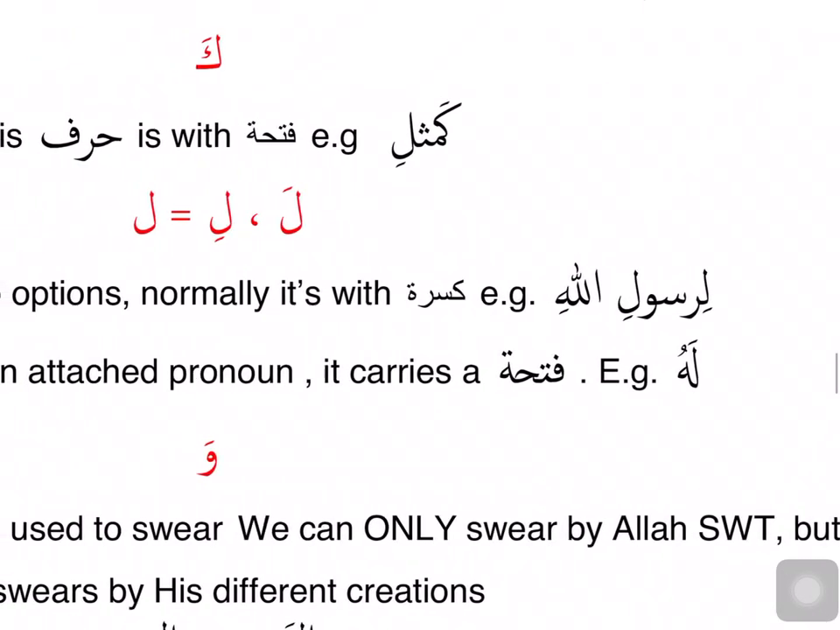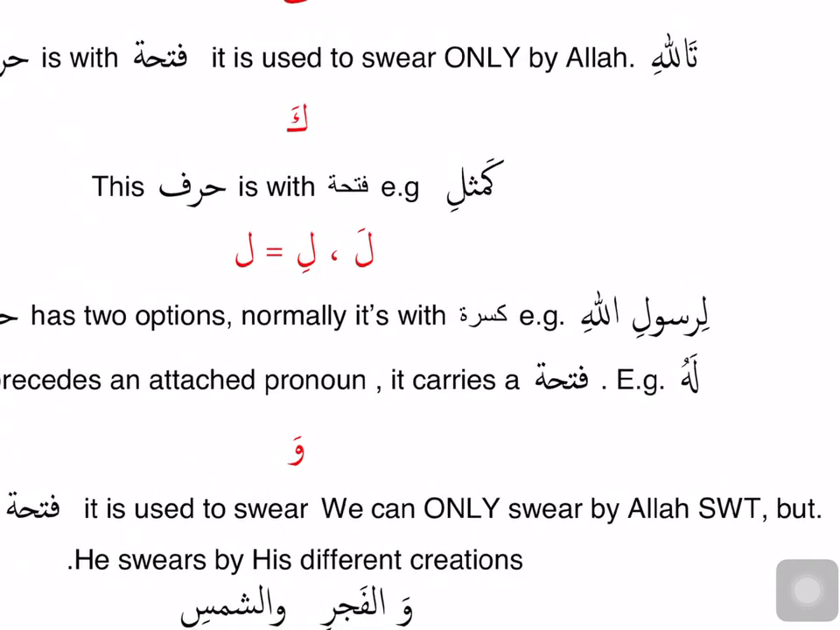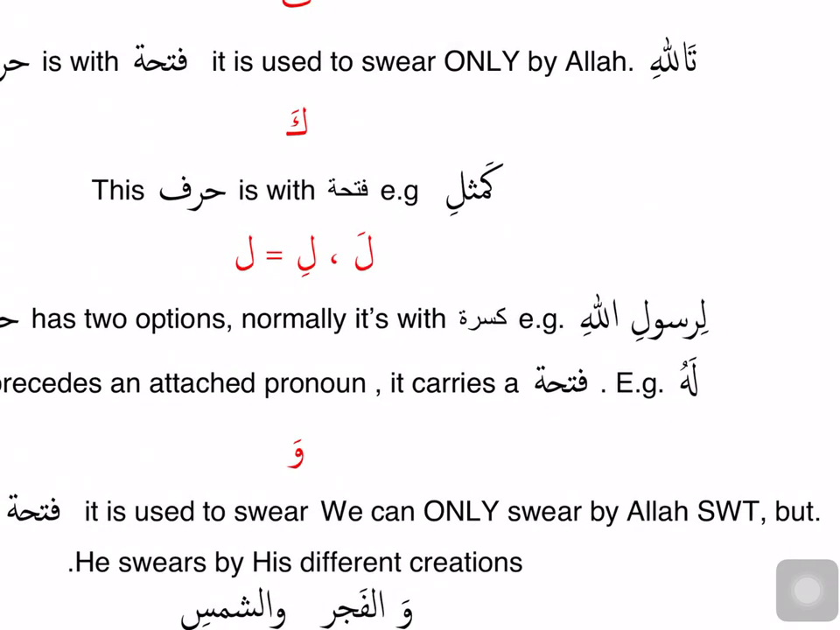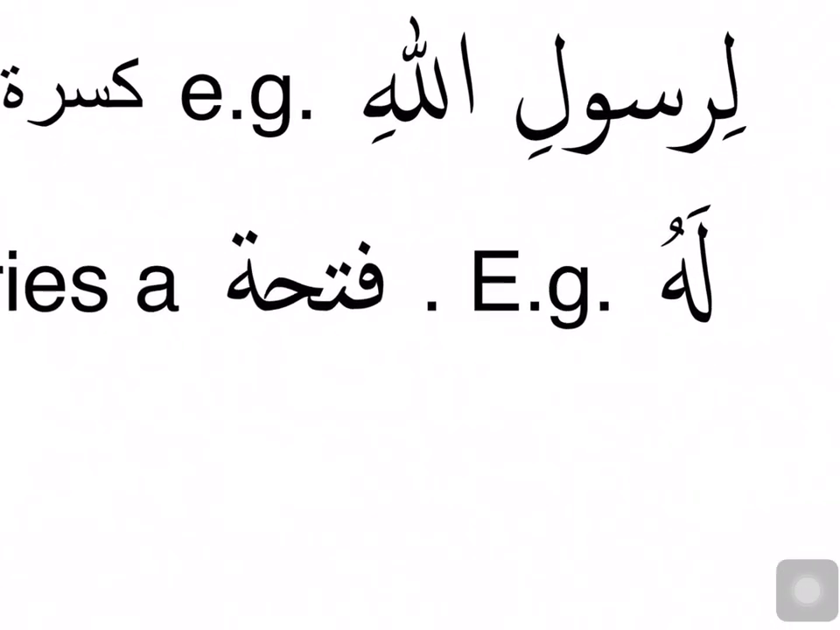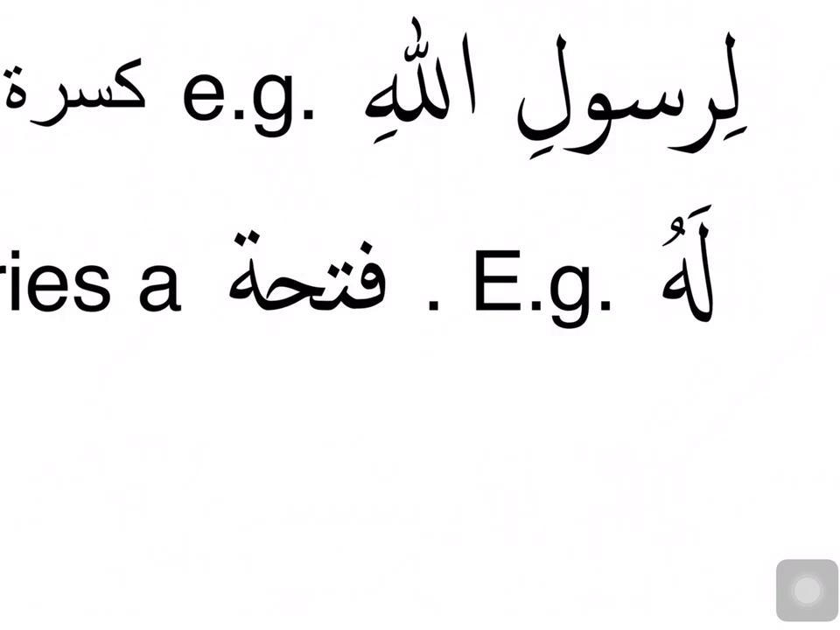Normally this harf of jar lam will be with the kasra, li rasuli. But if this harf of jar lam is followed by an attached pronoun, hu, huma, hum, ha, huma, hunna, ka, kuma, kum, ki, kuma, kunna, ya, nun, alif, na, any of those, then this lam, harf of jar, will not have a kasra, rather you will see a fatha on it. This has nothing to do with grammar. This is just the structure. That's how it will be.